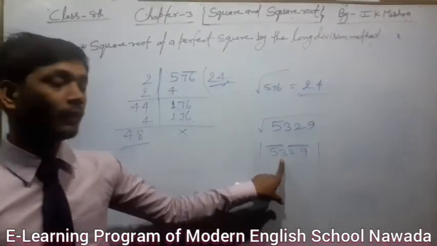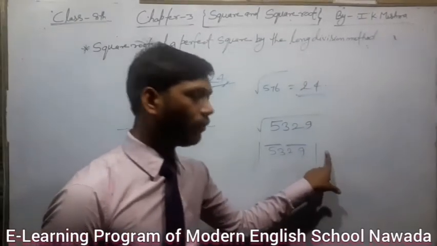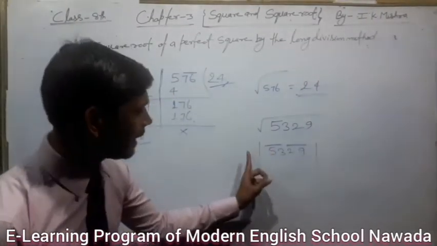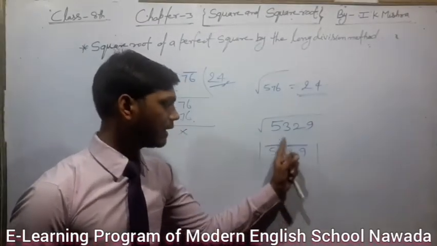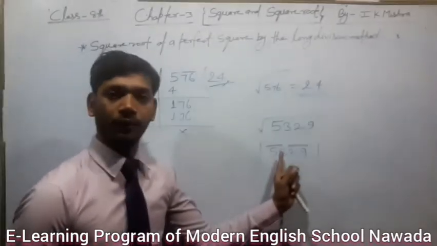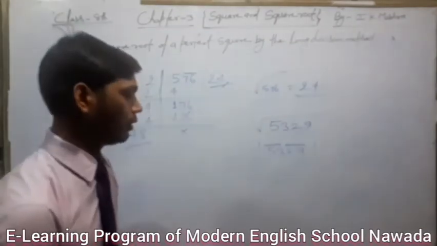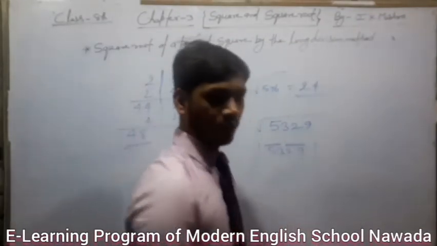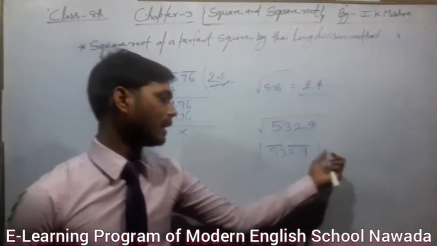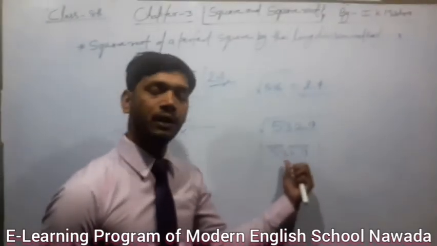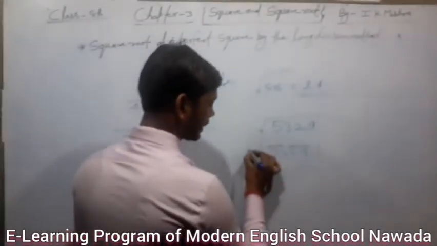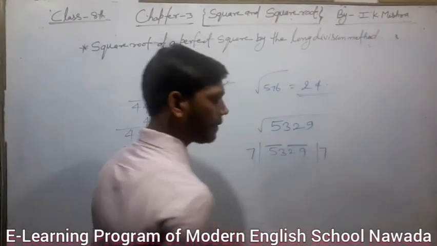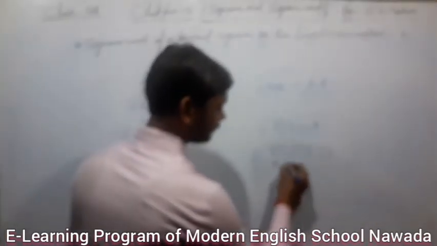7. 7 sevens are 49. If you divide it by 8, that means 8 eights are 64, and 64 is greater than 53. Sorry, 8 eights are 64, and 64 is greater than 53. So first of all, you have to divide it by 7. By 7 times, here 49.